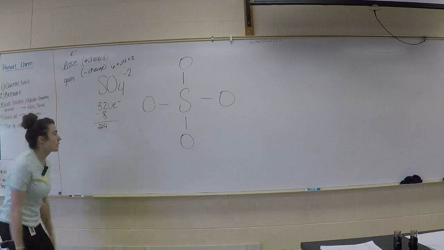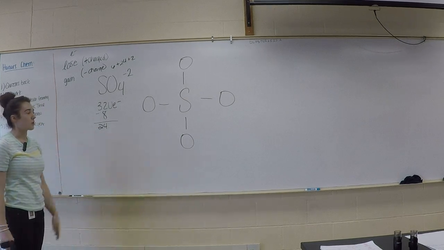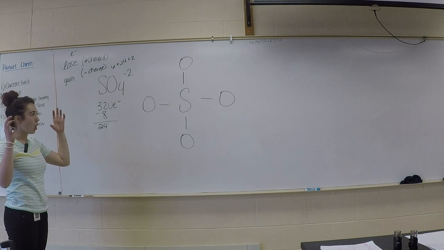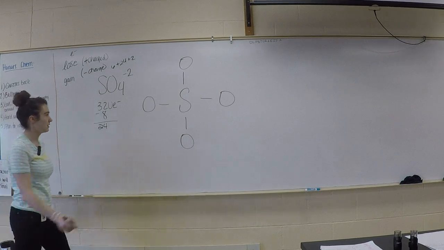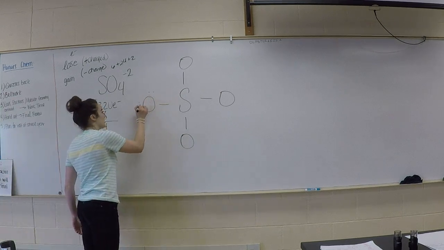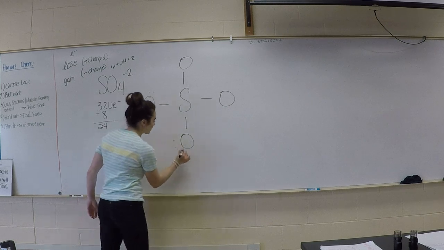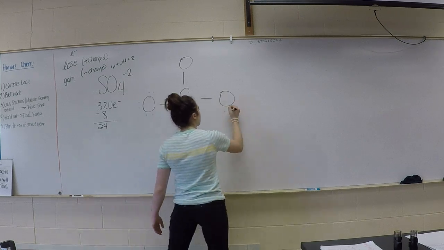All right, so where are we going to put these 24? On the O's. How many do O's need? How many on each of them, though? 6 to make their happy octets.